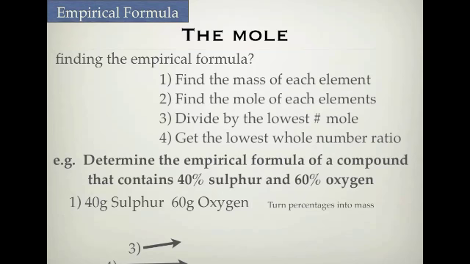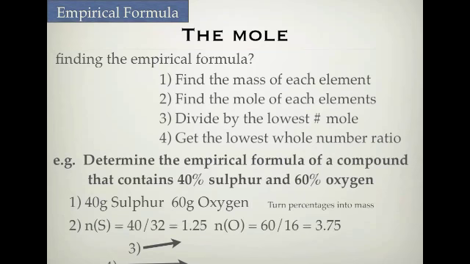Number 2 is find the moles of each element, which is pretty simple. Number of moles of sulfur is your mass of sulfur divided by the molar mass of sulfur, which is 32. And that equals 1.25 mole of sulfur. Oxygen is 3.75 because you got 60 grams of oxygen divided by 16. So, there's your number of moles of sulfur, there's your number of moles of oxygen.